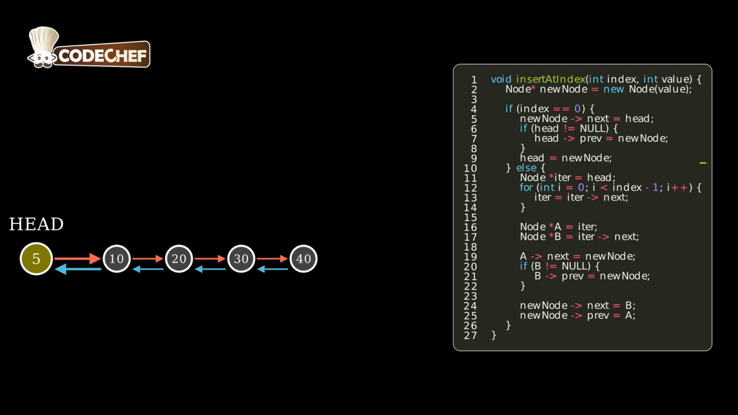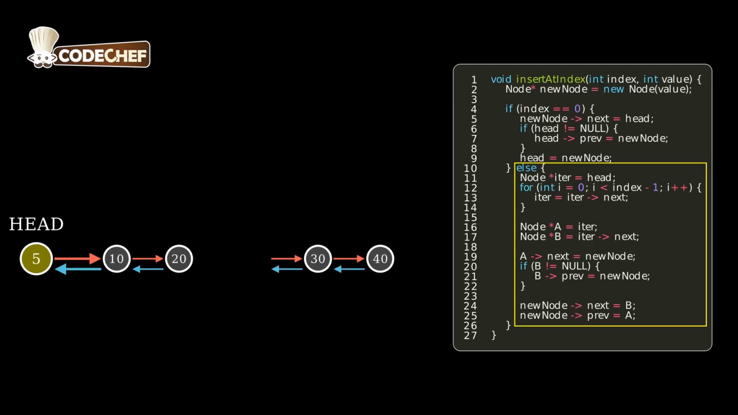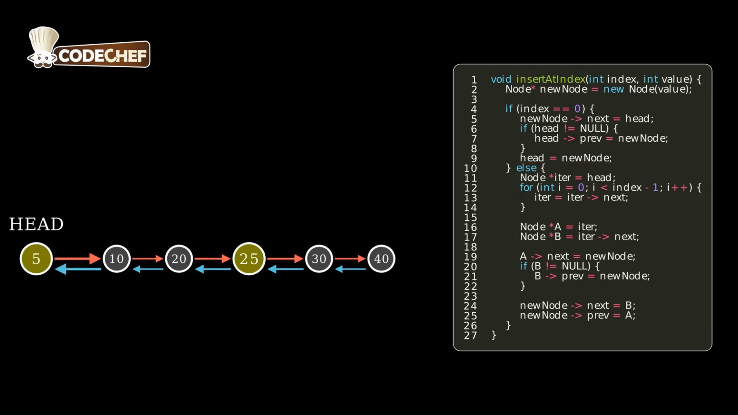If we are inserting at any other position, we traverse the list to reach the node just before the desired position. Once we find the correct position, we adjust the pointers of the existing nodes and insert the new node. This completes the insertion process, and the new node is now part of the doubly linked list. That's how insertion at any position works in a doubly linked list.